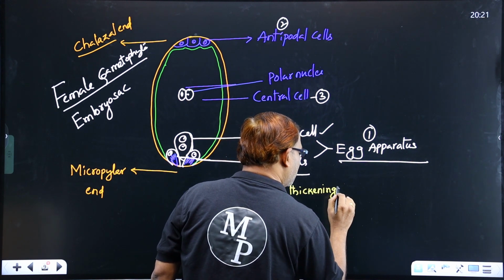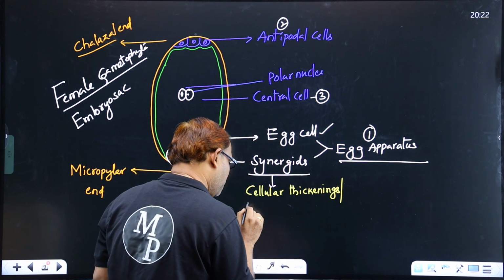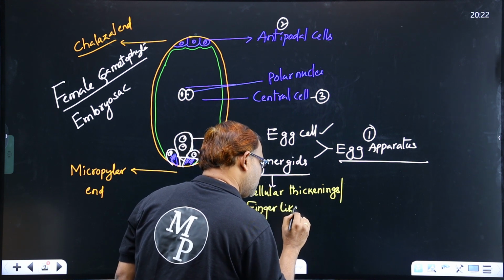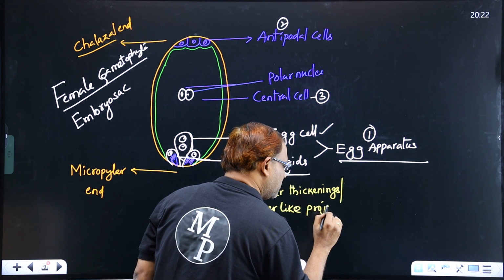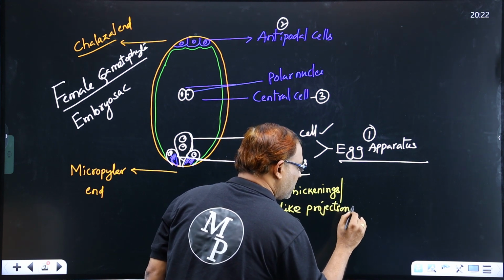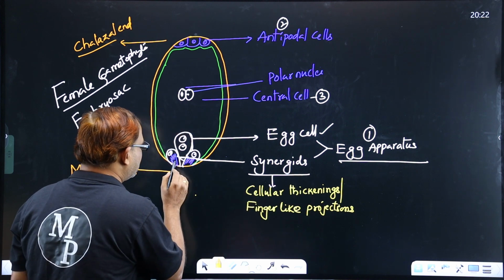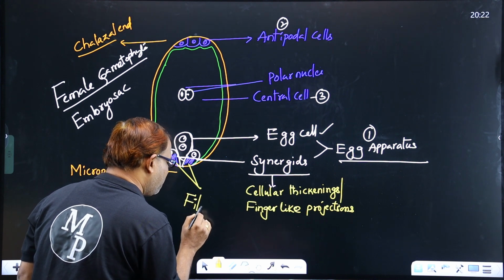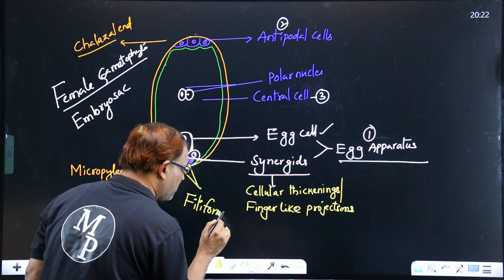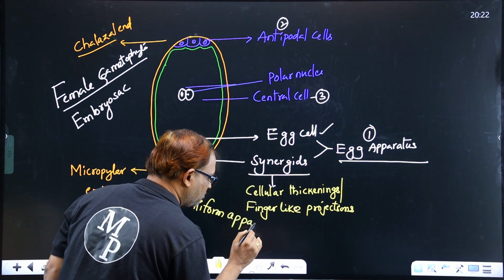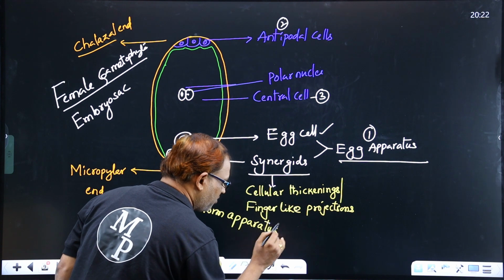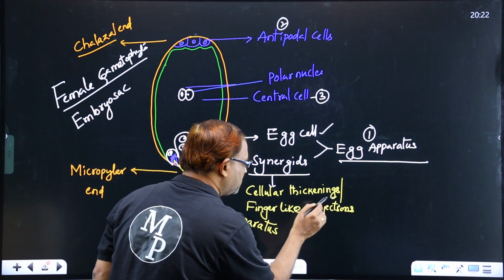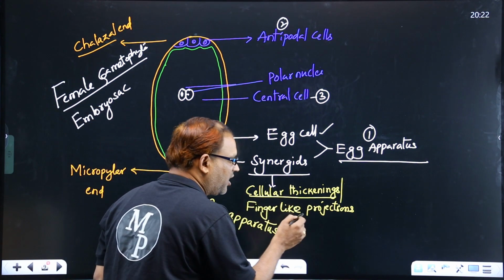One more name for them: finger-like projections. The finger-like projections are called what? Filiform apparatus. Filiform apparatus. A question can come from here, so be careful. This is an important area for questions. Filiform apparatus are the special cellular thickenings, the finger-like projections.